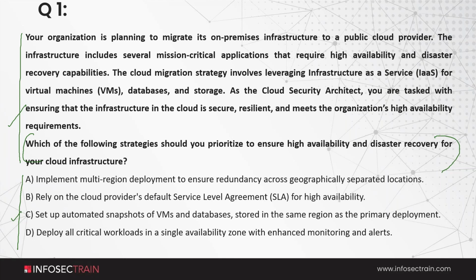Your organization is planning to migrate its on-premises infrastructure to a public cloud provider. The infrastructure includes several mission-critical applications that require high availability and disaster recovery capabilities. The cloud migration strategy involves leveraging IaaS for VMs, databases and storage. So they are using IaaS services. As a cloud security architect, you are tasked with ensuring that the infrastructure in the cloud is secure, resilient, and meets the organization's high availability requirements. Which of the following strategies should you prioritize to ensure high availability and disaster recovery for your cloud infrastructure?